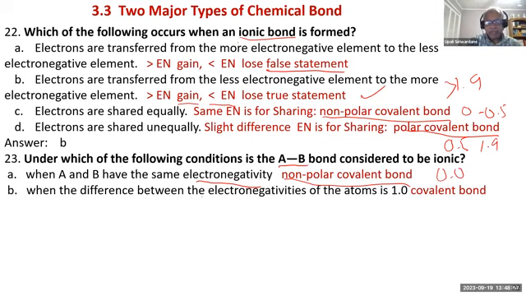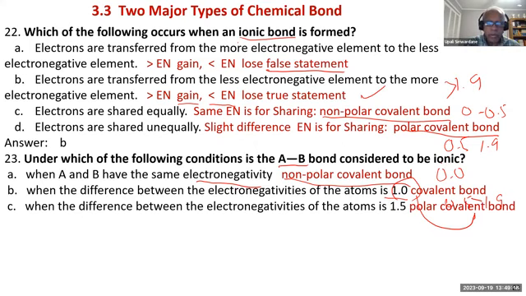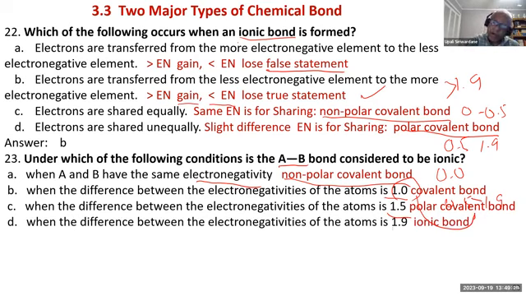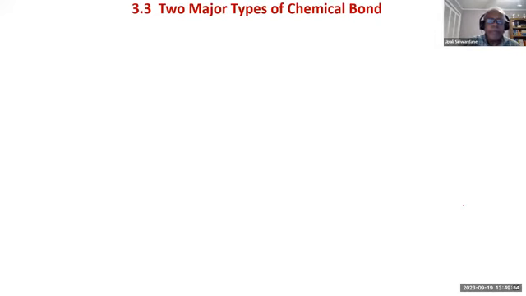When the difference between the electronegativity of the atoms is 1, that's between 0.5 and 1.9. That value is in between this range. Therefore, it's a covalent bond, so it's not the answer. If it is 1.5, it's a polar covalent bond. At 1.9 or above, ionic bond. That's the correct answer. D is the correct answer.